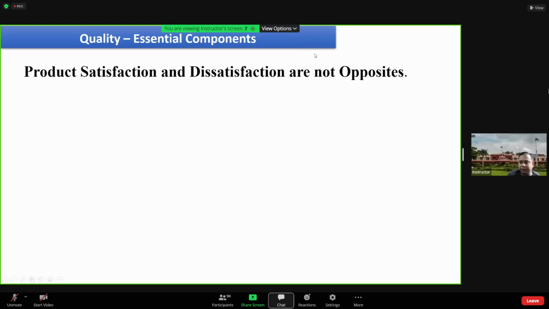If I am using a product and I say I'm satisfied with this product, does that mean that I will not be dissatisfied with this product? Yes, anyone, please.